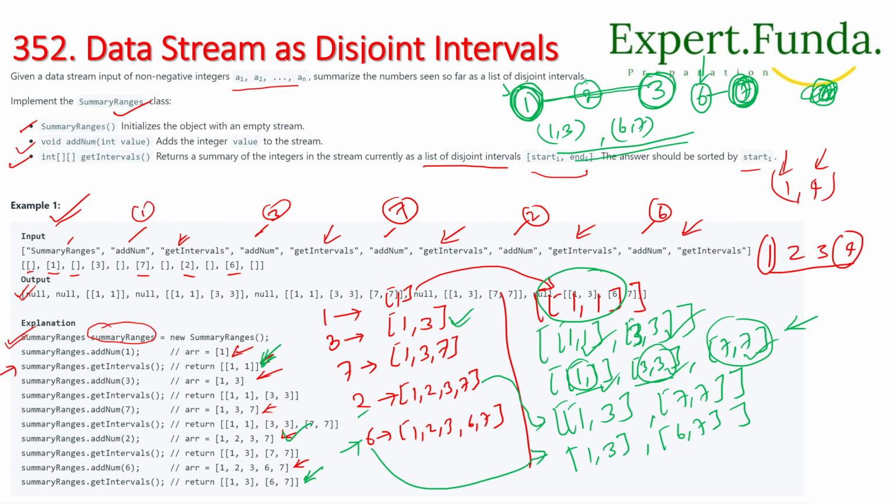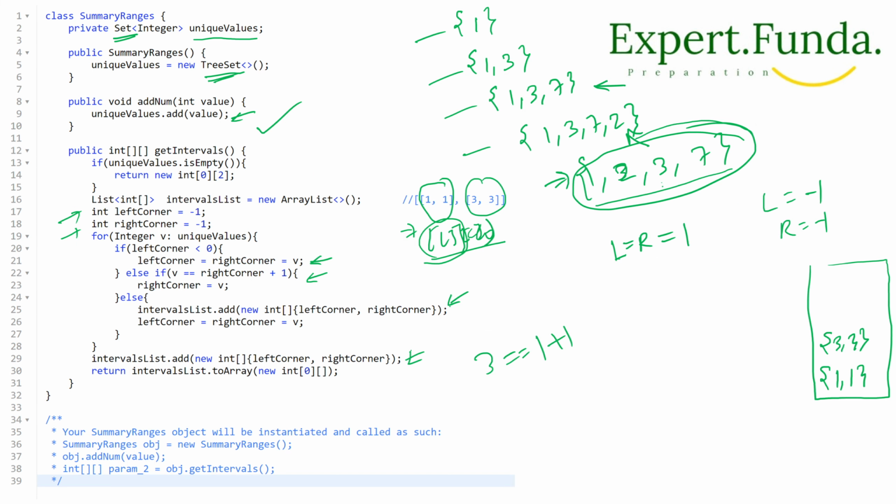But let's suppose we reach this position, and next after 7 we are adding 2. Once we have 2, we check: is v equal to right corner plus 1? Here v is 2. The right corner starts from 1, so right corner plus 1 is equal to 2. In this case our right corner will change. So right corner is now 2.